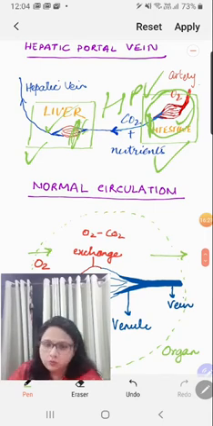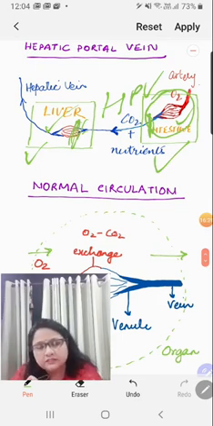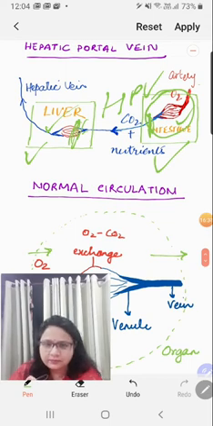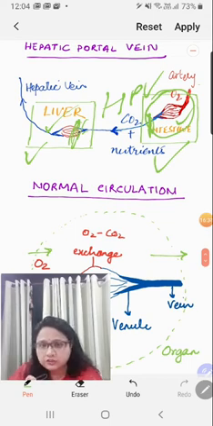hepatic portal vein. I hope this much is clear to you, children, and if you have any queries regarding this much of portion, please let me know, right? I'm concluding this video here and I'll be proceeding further with the next video.